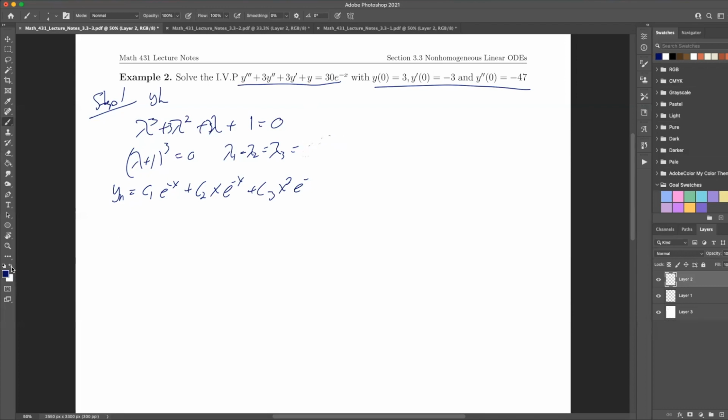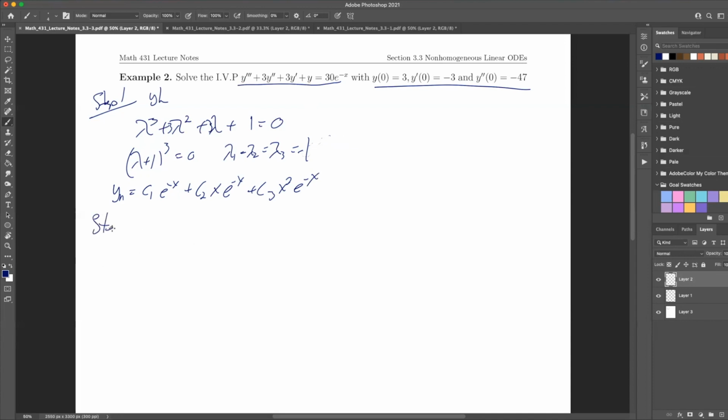All right, it's equal to minus 1, sorry. Doesn't equal, I solved it. Lambda 1 equals lambda 2 equals lambda 3 equals negative 1. So since this appears 3 times, we add an x every time we see it.